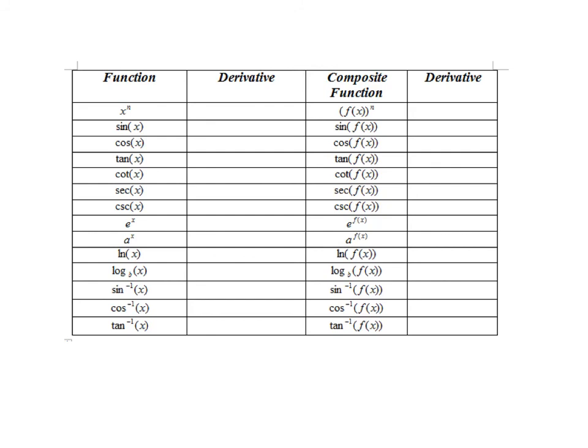All right, so the derivative of x to the n is n x to the n minus 1. Sine x's derivative is cosine. Cosine's is negative sine. Tangent is secant squared. Cotangent is negative cosecant squared x. Secant is secant x tangent x. Cosecant is negative cosecant x cotangent x. e to the x is e to the x. a to the x is ln of a times a to the x.